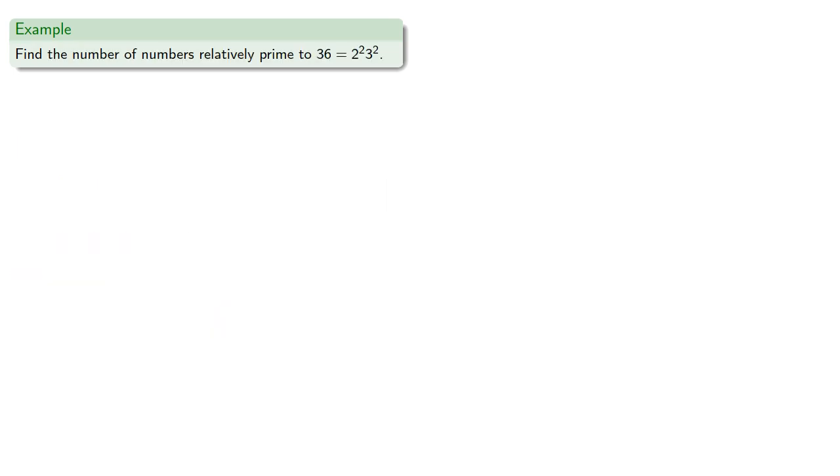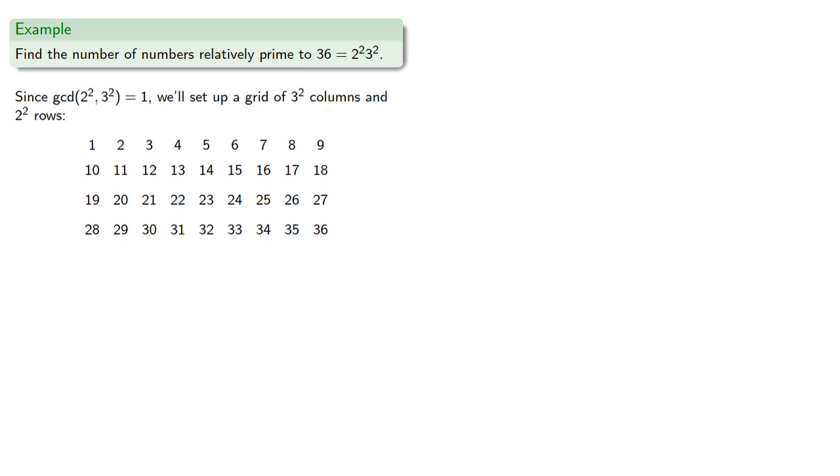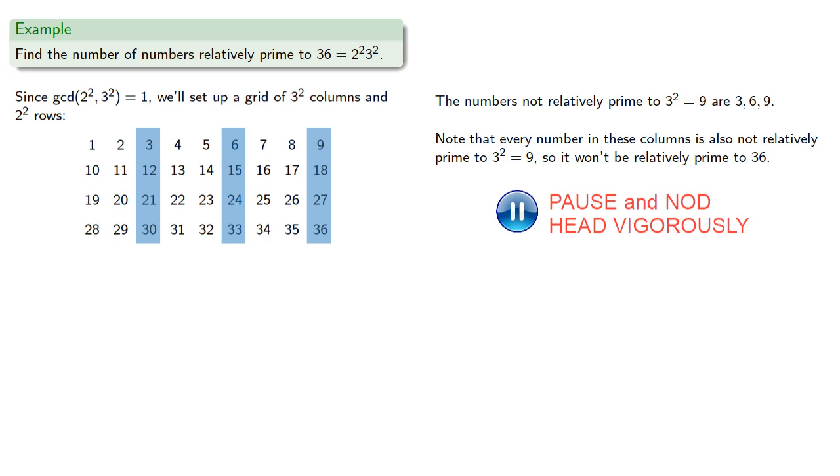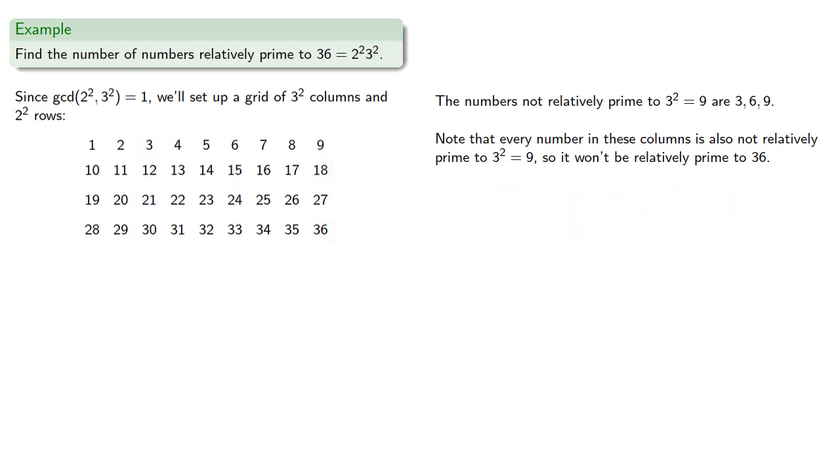Let's find the number of numbers relatively prime to 36, that's 2 squared times 3 squared. So this is the product of relatively prime numbers, and since the greatest common divisor of 3 squared and 2 squared is 1, we'll set up a grid of 3 squared, 9, columns and 2 squared, 4, rows. The numbers not relatively prime to 3 squared, 9, are 3, 6, and 9, and note that every number in these columns is also not relatively prime to 9, so it won't be relatively prime to 36. So we'll eliminate those columns, and that leaves us with phi of 3 squared, 6, columns.